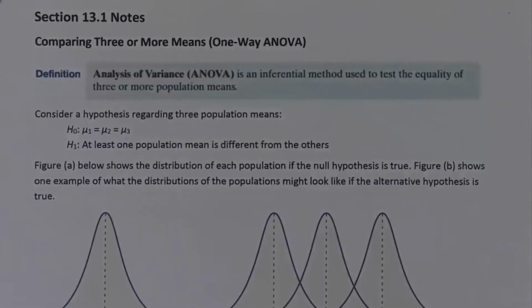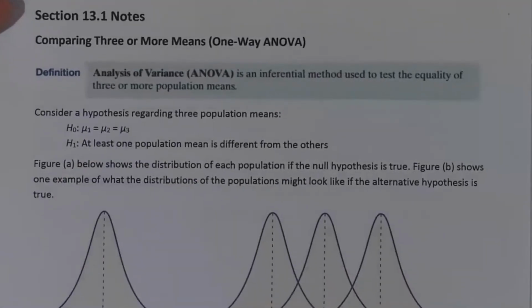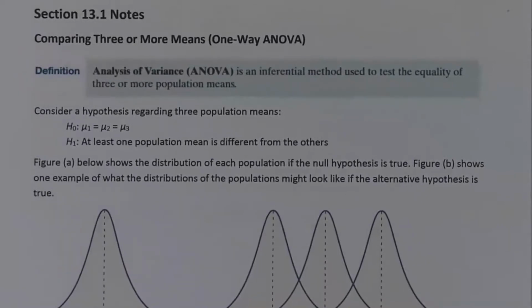So in chapter 13, we're going to be looking at what is called a one-way ANOVA. ANOVA stands for Analysis of Variance. And the purpose of a one-way ANOVA is to make a comparison of three or more means.